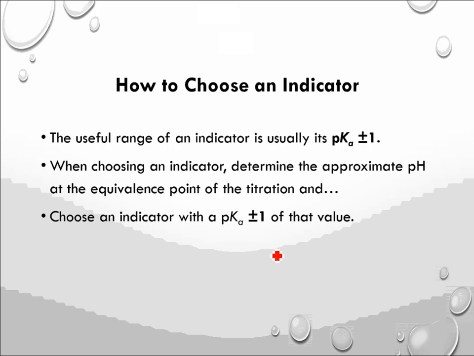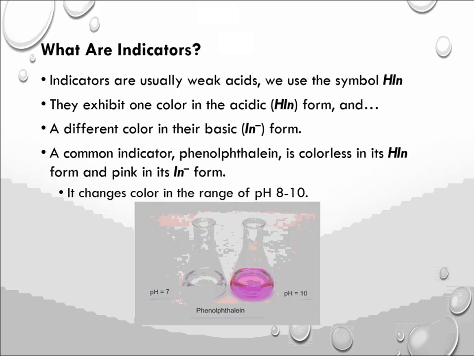So how to choose an indicator: the useful range of an indicator is usually its pKa plus or minus 1. When choosing an indicator, determine the approximate pH of the equivalence point of the titration, and choose the indicator with a pKa within plus or minus 1 of that value.